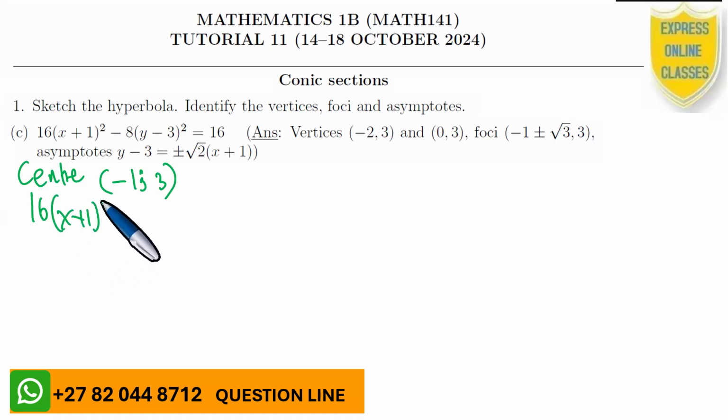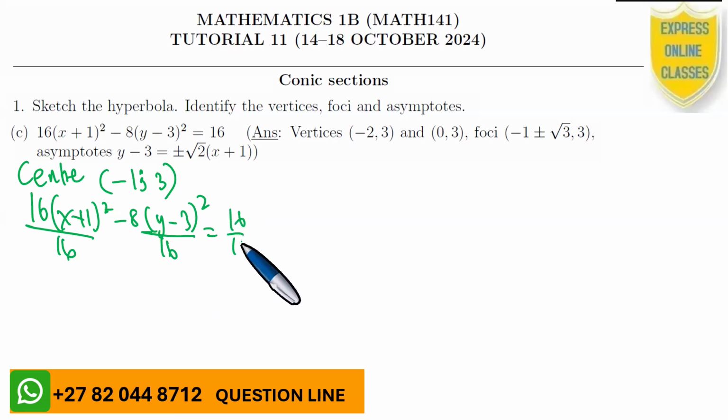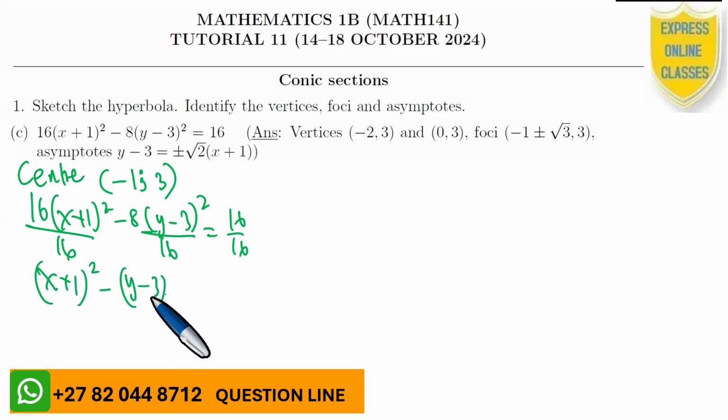We have x plus one, we square it. Y minus three, we square it, divide by 16. This is x plus one squared, and it is equal to one. So the center is minus one, three.